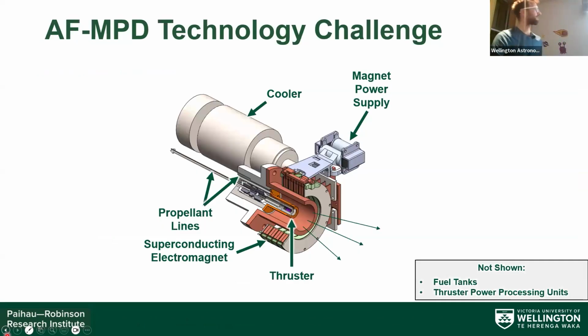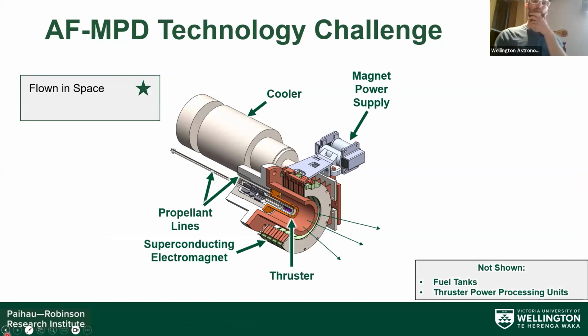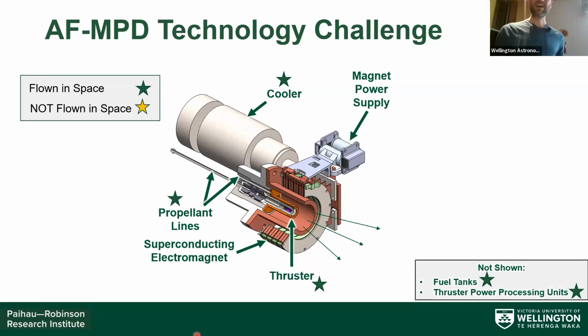Okay, so just a little bit. These are the components of the thruster that we make. You feed in the gas, you ionize it using the thruster here, and then you have the superconducting magnet, a magnet power supply, and a cooler to keep everything cold. Many of these things have been flown in space before. Thank you, Randy, for the slide. I may have seen this before. But of course, what hasn't been flown in space before are the superconducting magnet and the magnet power supply.